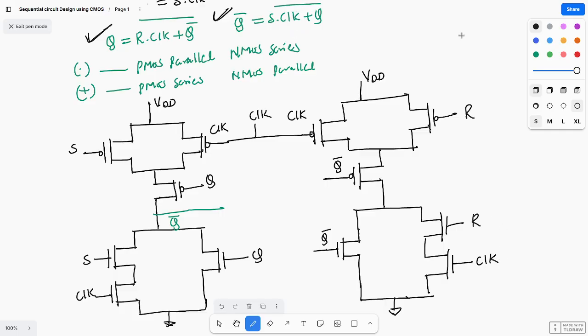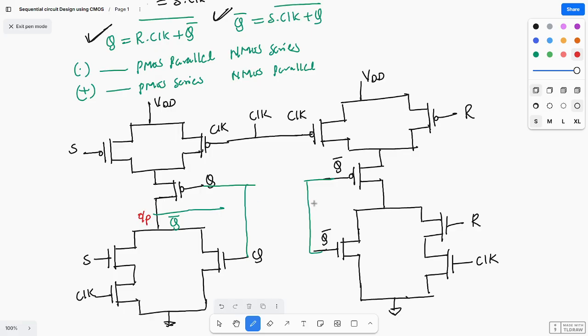Now how should I connect the inputs? What is the input? Input is Q. This is nothing but input, and this one, and Q bar, this is input. So Q bar is connected to where you have to connect the input. This is the output. Basically this is the output.